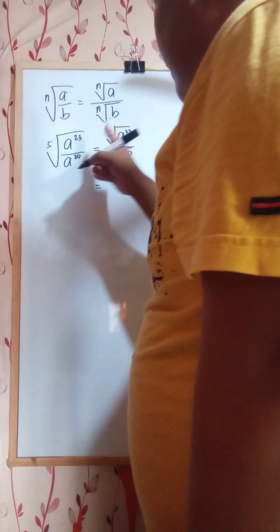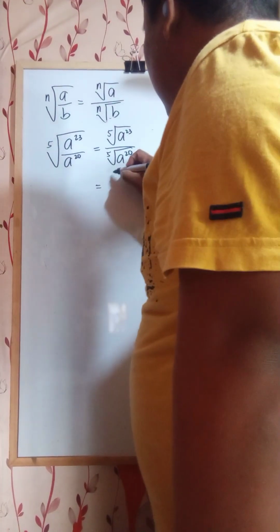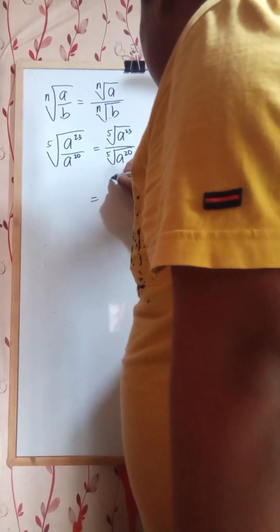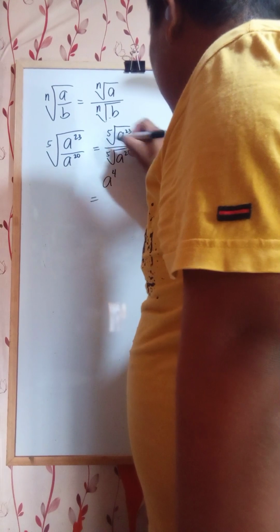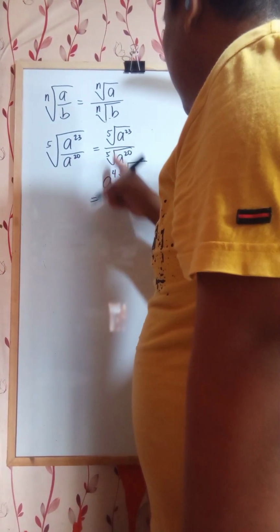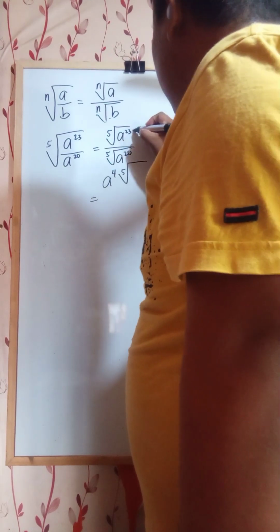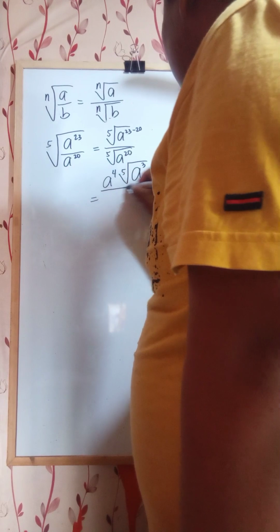So, 23 divided by 5. The nearest number is 4. So, that is a to the power of 4. Then, copy the fifth root. Then, 4 times 5, that is 20. So, 23 minus 20, that is 3. So, that is a cube.